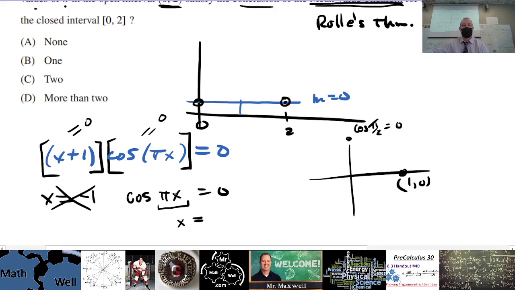So what does x have to be in order for pi x to be pi over 2? 1 over 2. Yeah, 1 over 2, you see that?